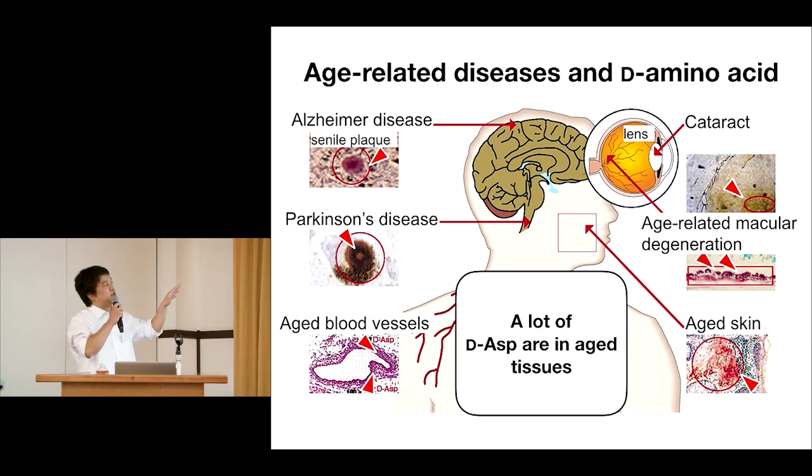From patients with Parkinson's disease, people found D-aspartate residues. In aged blood vessel and aged skin, the red color indicates the presence of D-aspartate. The lens from patients with senile cataract, and also people with age-related macular degeneration, have D-aspartate. So why are they out of the D-aspartate?